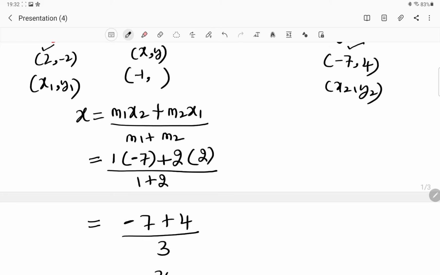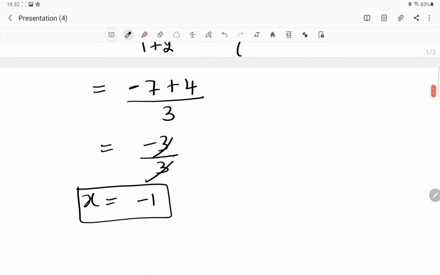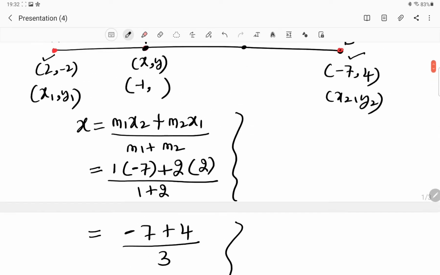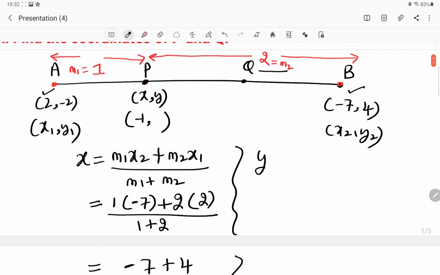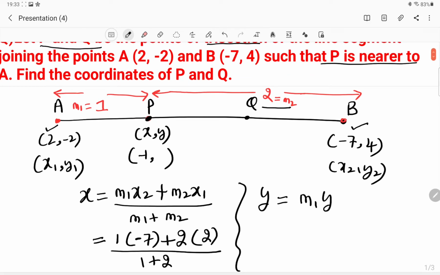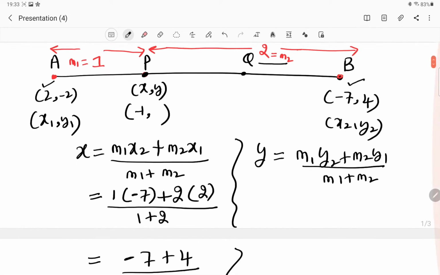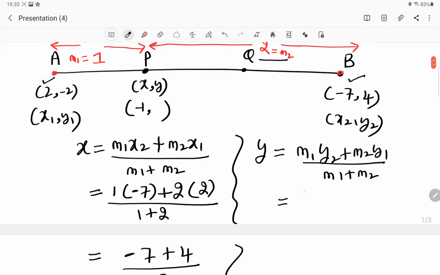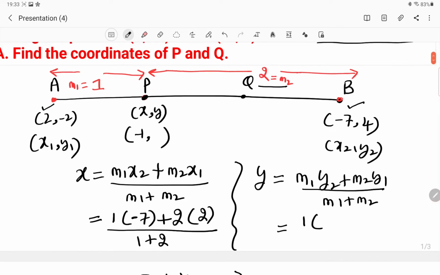Similarly, you can get the value of y also. Let me put this line of separation. What is the formula for y? The value of y will be (m1 times y2 plus m2 times y1) divided by (m1 plus m2). So I'm going to substitute these values. That is 1 into, what is y2? y2 is 4.